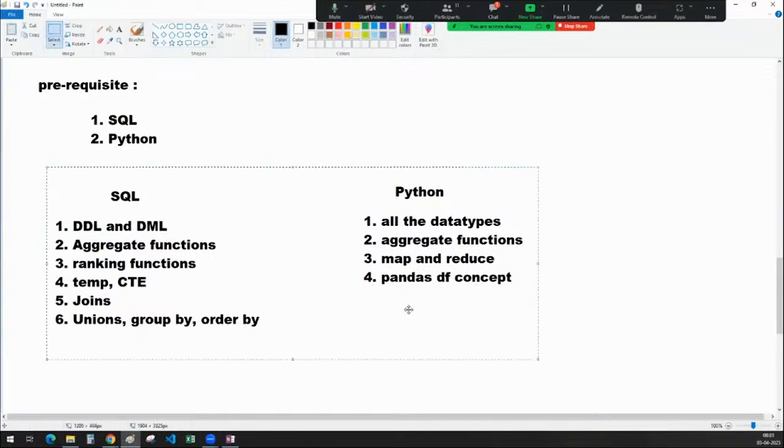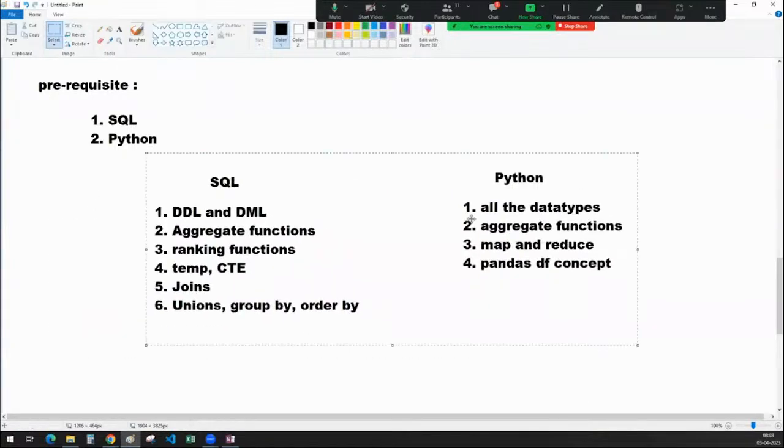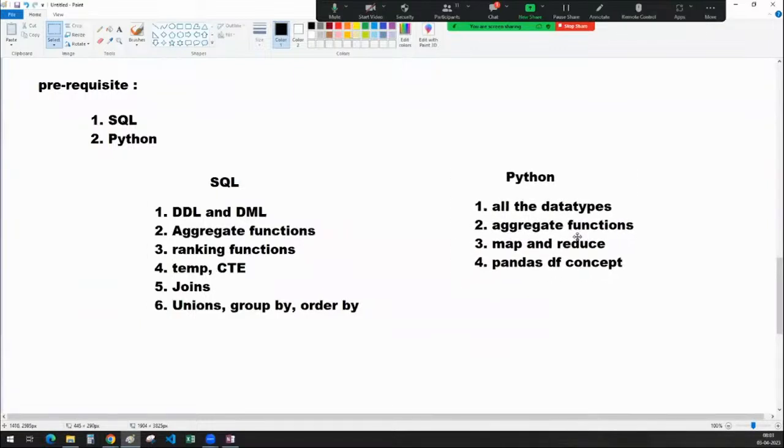So these are the concepts that I would expect from you guys. These are very simple concepts. If you sit for this for 2 days, this for 1 day, you'll be able to understand all of these concepts. That's it.